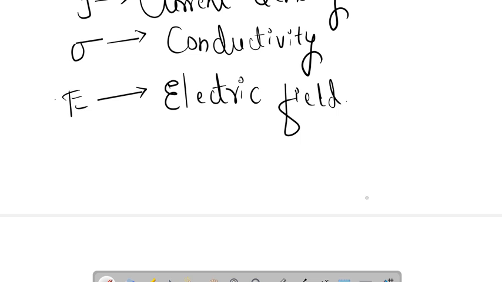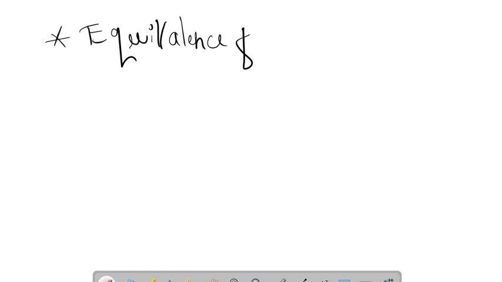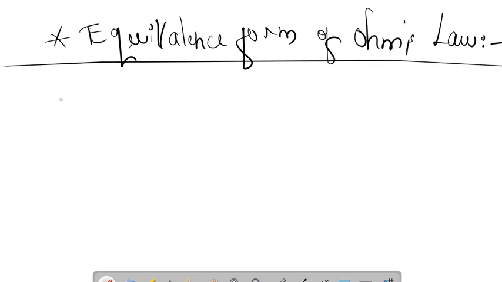Okay, so now let us derive the expression for these three equations. I mean, the equivalent form of Ohm's law. We can also write it as the equivalent form of Ohm's law. So let us derive the expression.